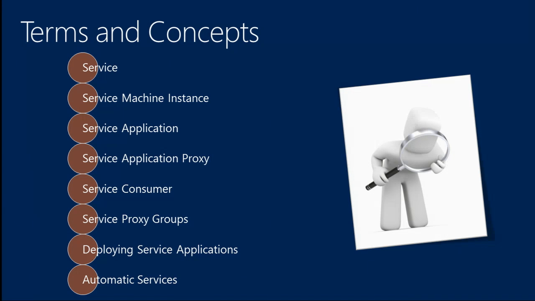Service proxy groups. This is just a way that we're able to associate our service applications with a particular group, and then we can assign that group to a particular web application or applications and get as granular as we want. Deploying service applications, we can do this in a number of ways. I'll demo everything using PowerShell, but with some of the services, we're able to use the new services button through Central Admin that we'll take a look at in a moment.